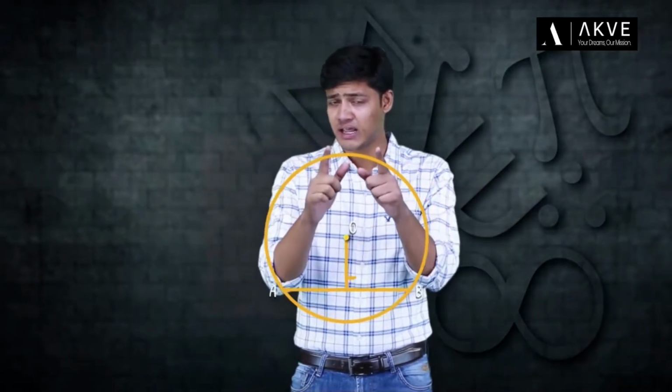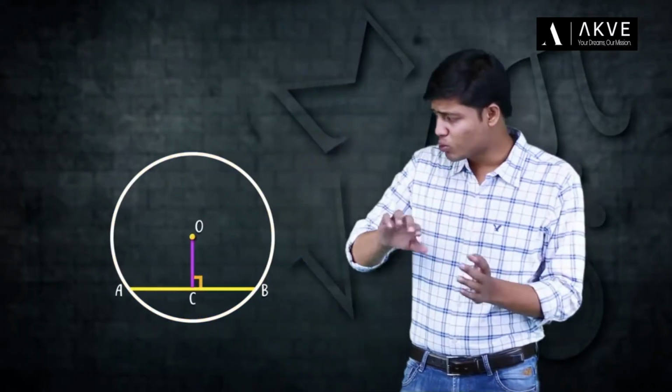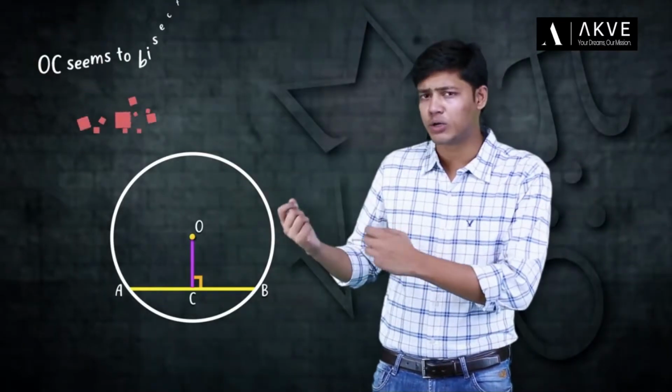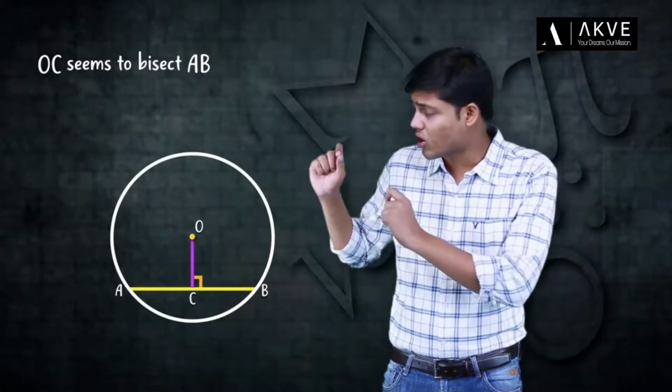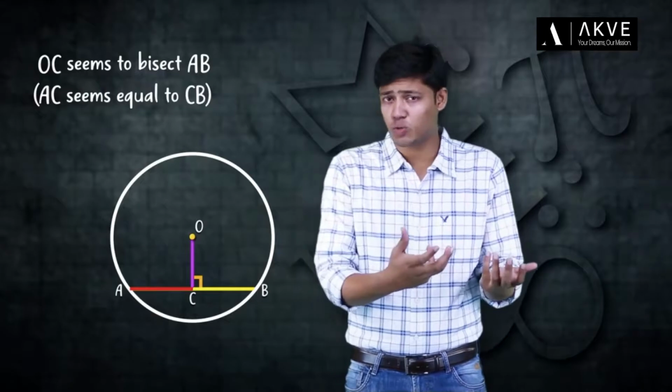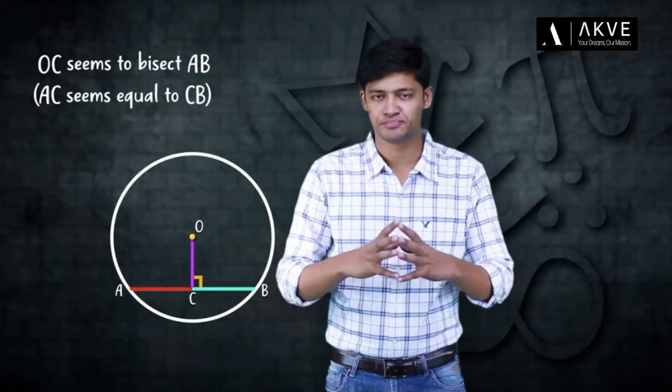Let's consider a circle with center O and AB be a chord in it. Now let's do a small construction. That is, let's draw a perpendicular from the center of the circle onto the chord AB. Let's say the perpendicular meets the chord at point C. Now, if you observe this carefully, we can see that the perpendicular seems to bisect the chord AB, since the length of AC seems equal to the length of CB.